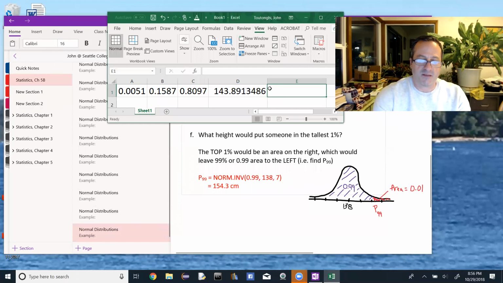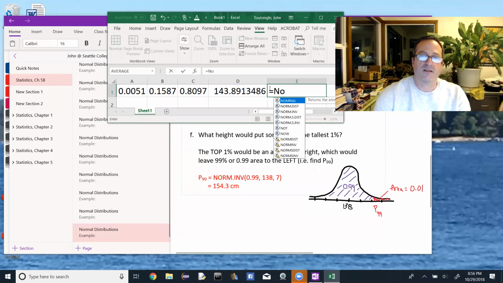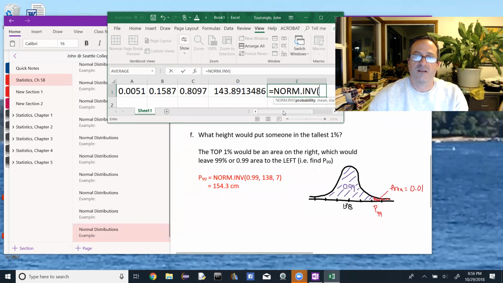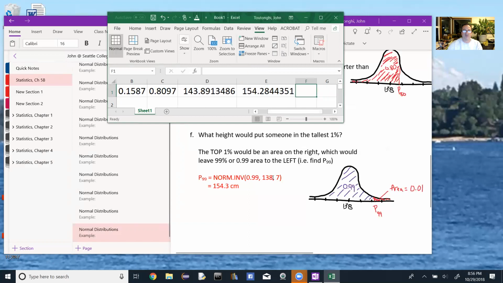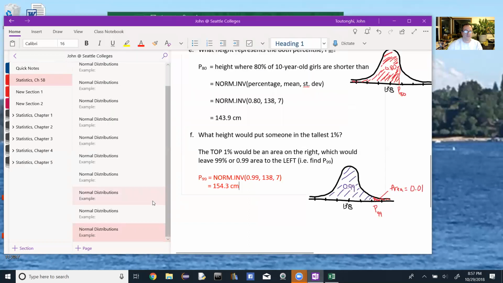Just double check that, typing it into Excel, equals norm.inverse. Because we're going backwards, 0.99, comma 138, comma 7. That's the mean and the standard deviation. Again, inside the function, it will tell you what each piece should be: probability, mean, standard deviation. Tab out of there, 154.3 centimeters. Okay, so that is our example on normal distributions.